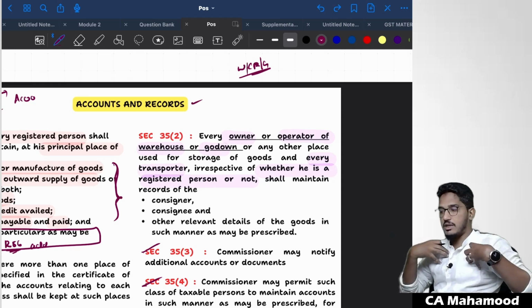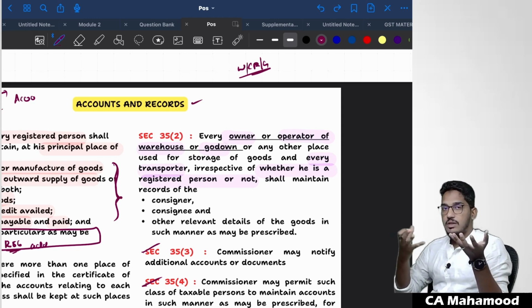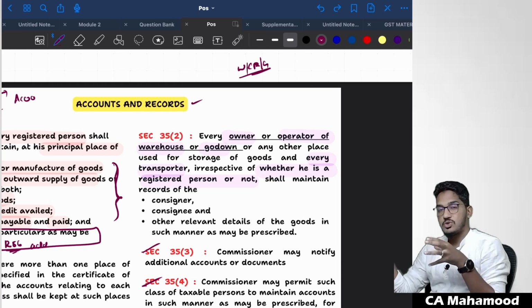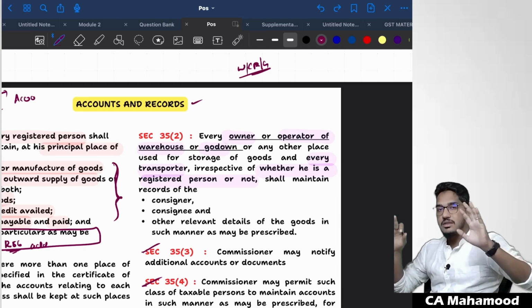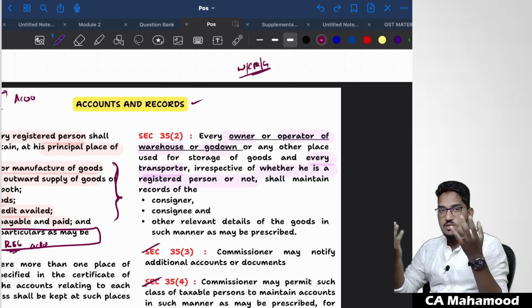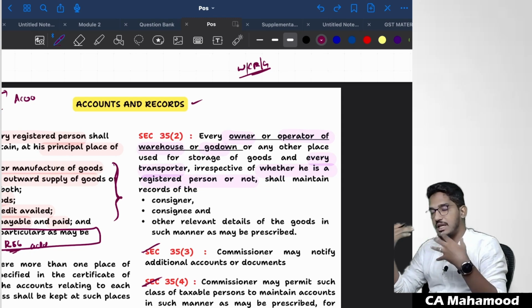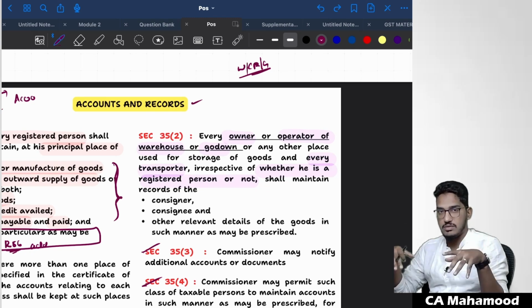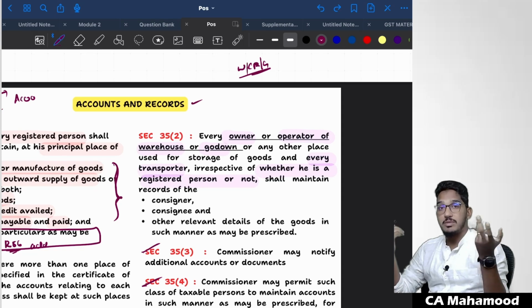For example, I am running a warehouse. So I'm having a warehouse. If someone wants to store their goods in my warehouse, I can accommodate that. I will charge some consideration, and I will let other people store their goods in my warehouse. Or if I'm a transporter, I'm in the business of transporting goods, like for example, I'm a GTA operator, goods transport agency.